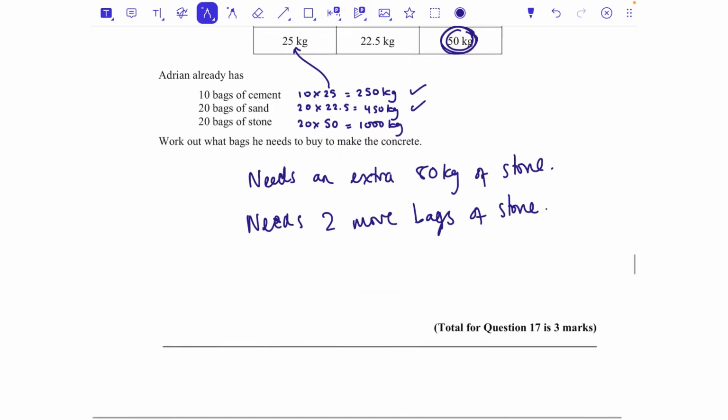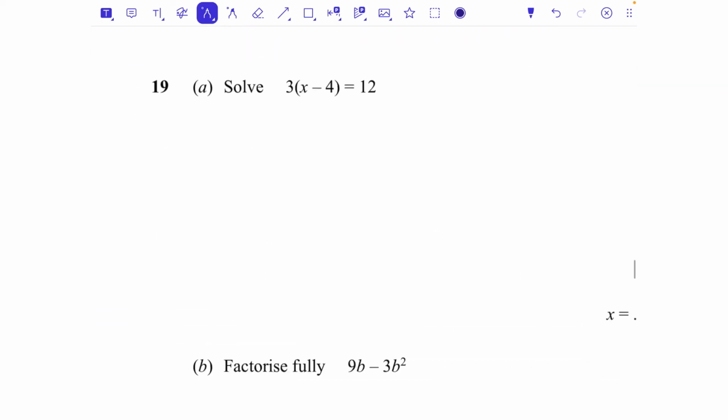There we go. Question number 19. Solve 3 lots of x minus 4 is 12. Now you could start by dividing by 3 here, but that doesn't always go in exactly. So what I'm going to do is expand out that bracket. 3 lots of x and 3 lots of minus 4 is 3x minus 12. And that needs to equal 12.